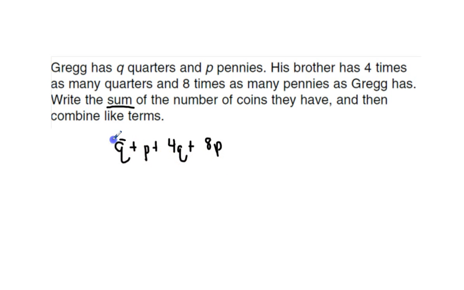So I'm going to combine the quarters together. So I circle the quarters. So this quarter plus 4 quarters. And if you recall, the coefficient in front of this Q means there's 1 there. 1 plus 4 makes 5 quarters. Plus, here we would do the P's together for pennies.